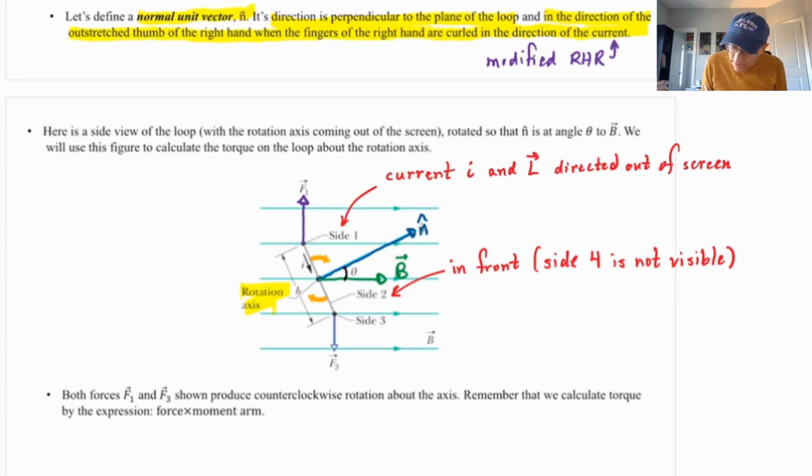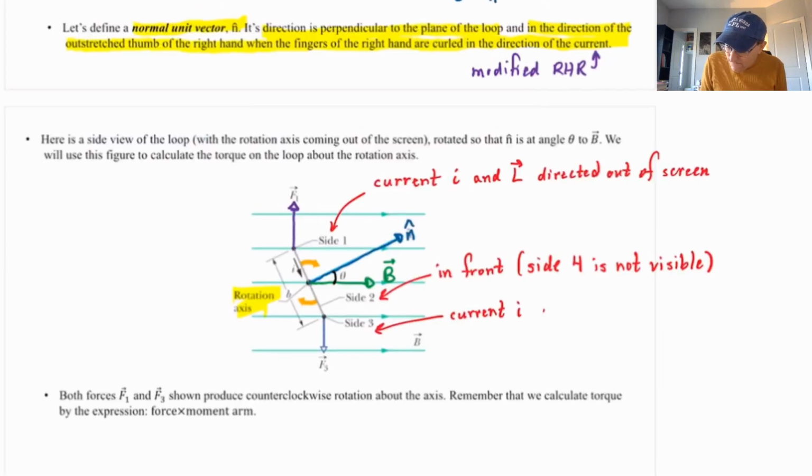Then let's look at side 3, which is down here at the bottom. And it has current I and an L vector that is directed into the screen. And you do I times L cross B, the B is to the right, and you get a magnetic force vertically downward, labeled F3. Okay?